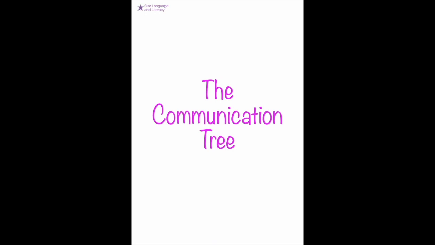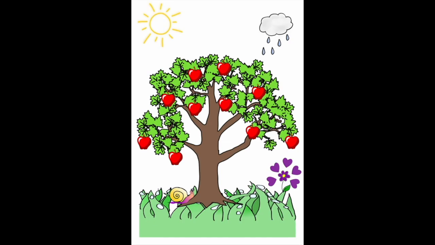The communication tree. This video explains, through the analogy of a tree, the progression of key skills a child learns as they develop in their communication. Oral language development is a complex process. To understand it easier, it will be described through the analogy of a growing tree.